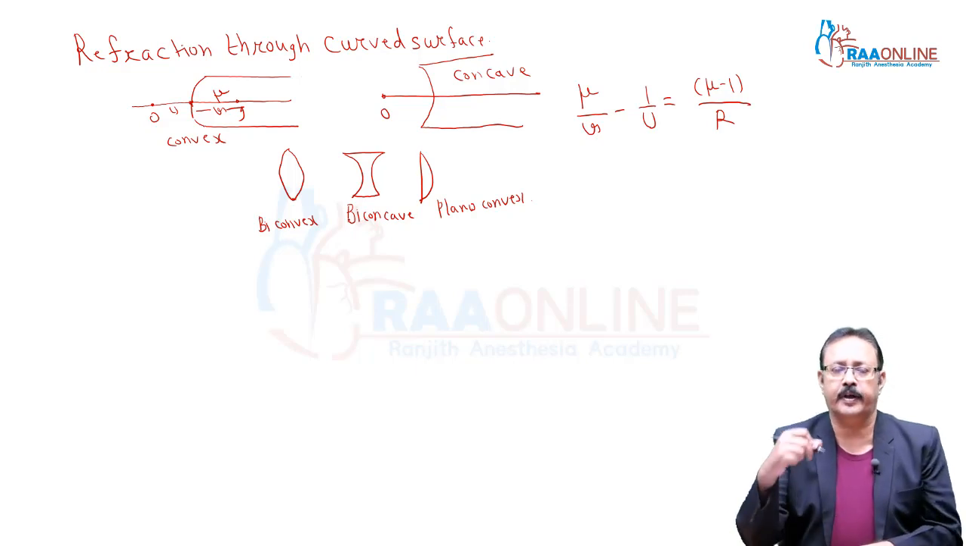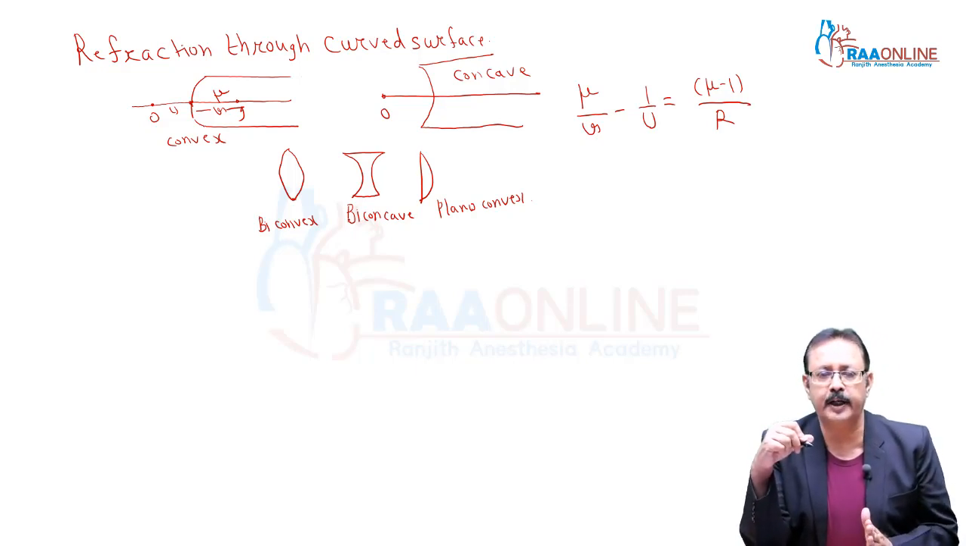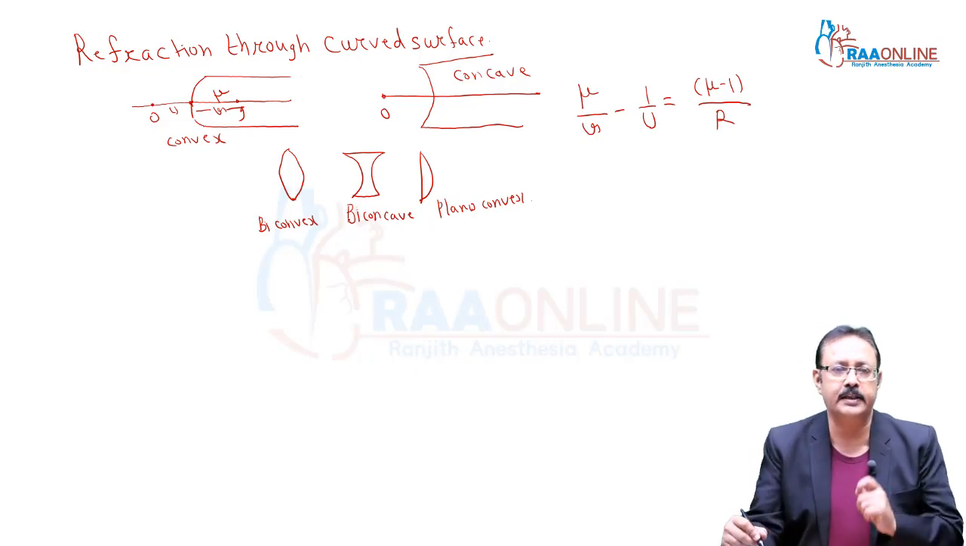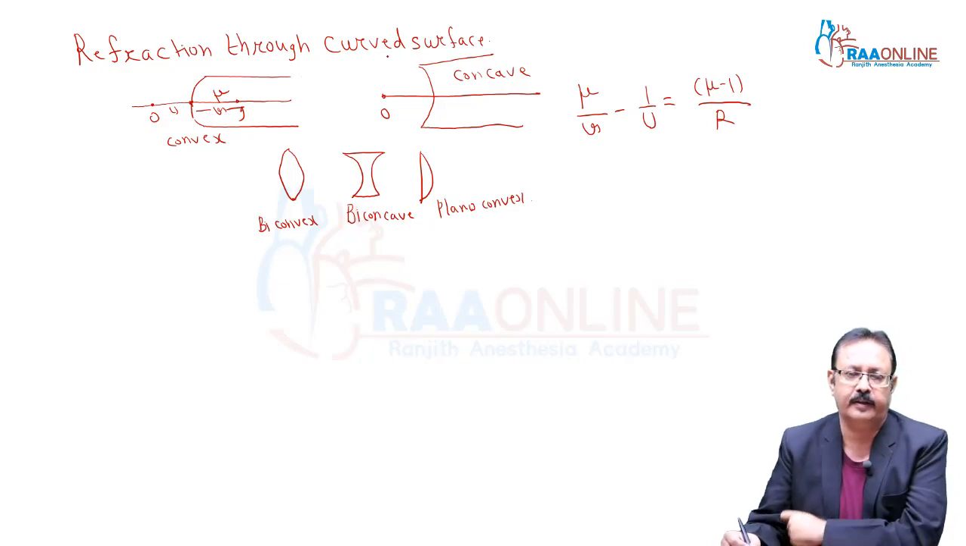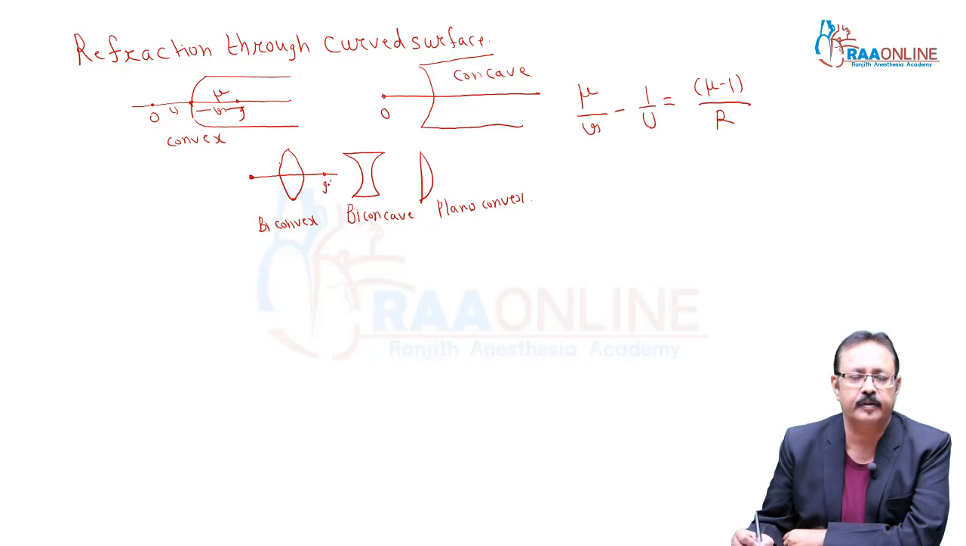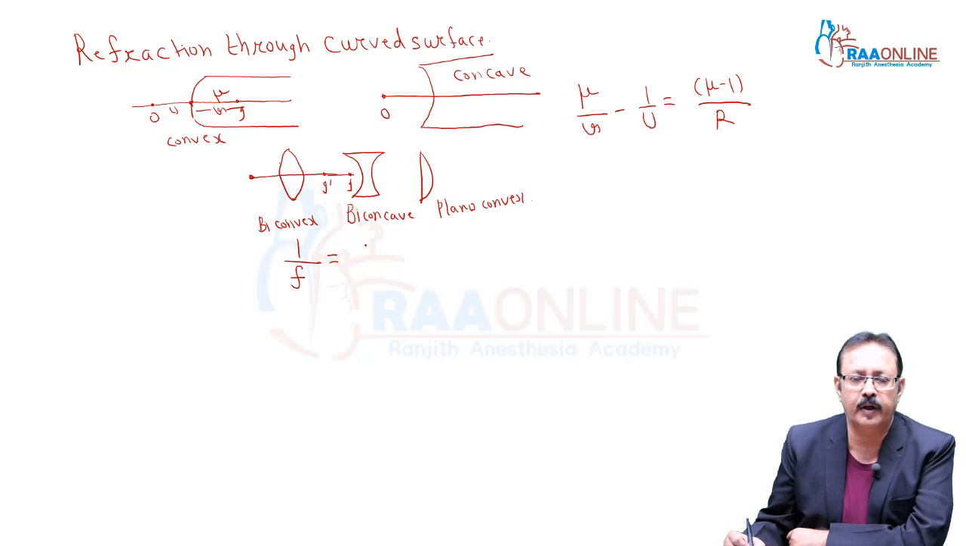So in this type of figure, refraction will take place twice. Once when rays enter from rarer to denser, then they will exit from denser to rarer. It means if I put the object here, the first surface will make one image. Then the second surface will make the final image. You know the derivation. We get where we will get the final image. You can calculate by the formula 1 upon f is equal to 1 upon v minus 1 upon u.